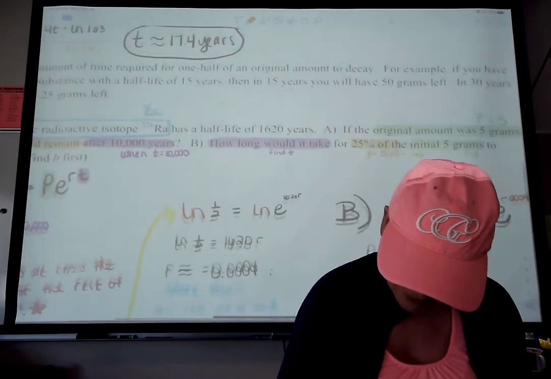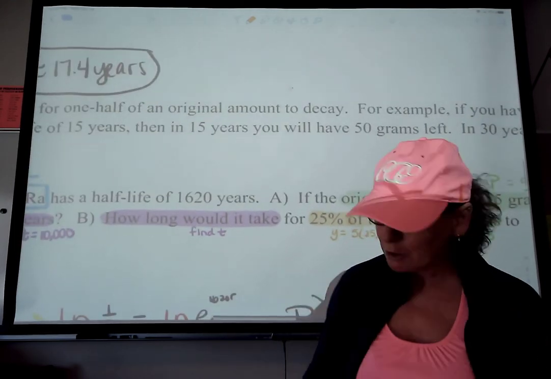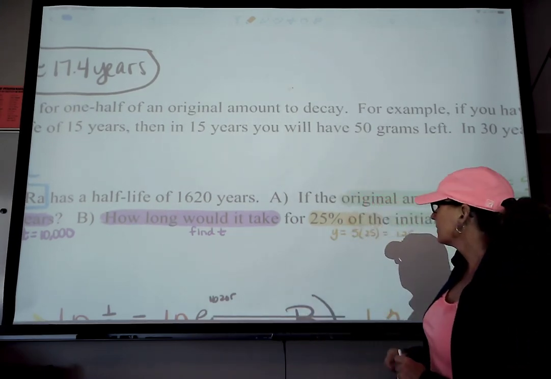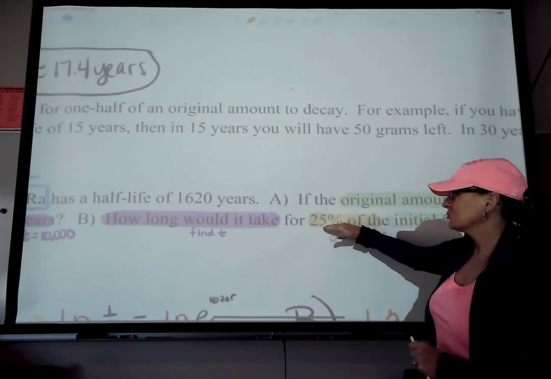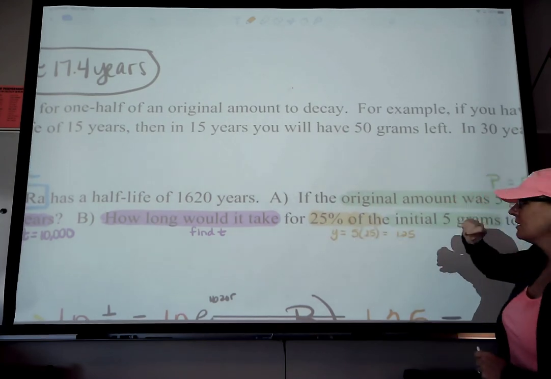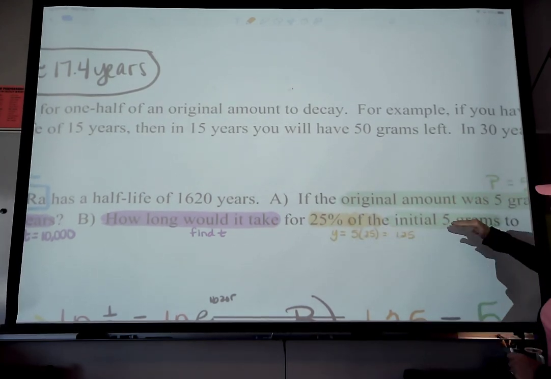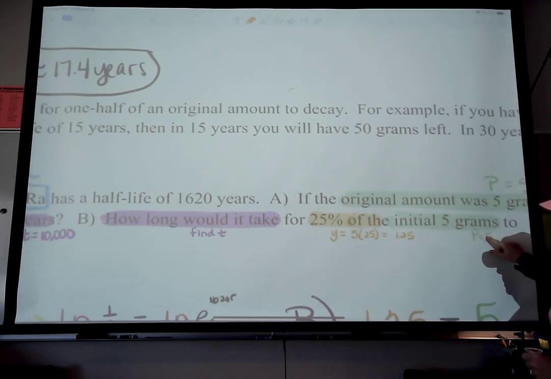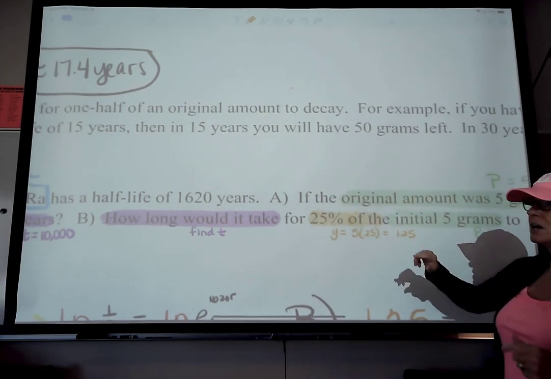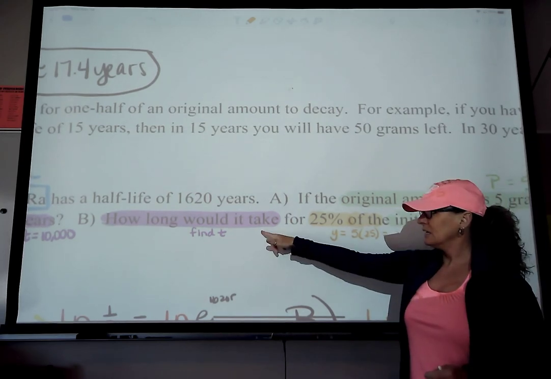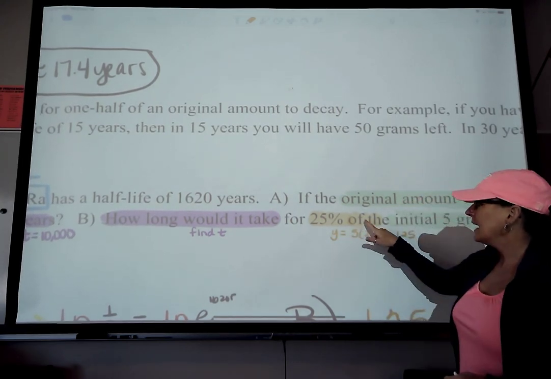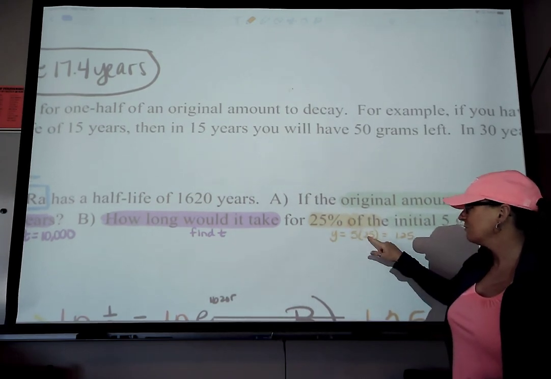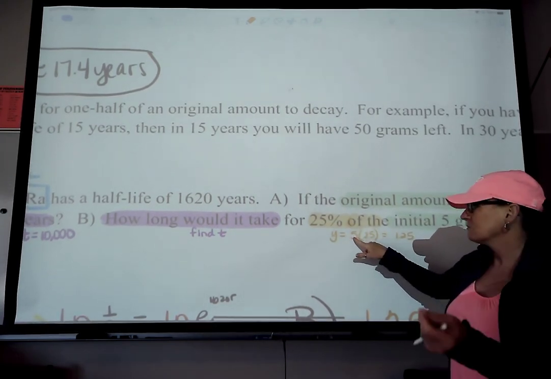Okay, and then part B. Part B says, how long would it take, find T. This is a little tricky. We want 25% of the initial 5 grams. Okay, so we know that P is going to be 5. I have R. T is what we're finding. And our Y value, we want it to be 25%, 0.25 of the original amount.